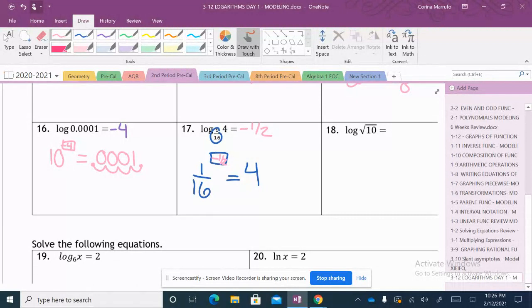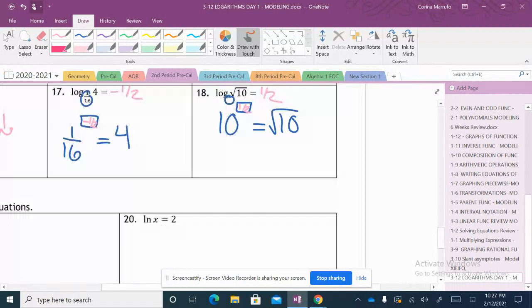Okay. And then this last one, so I'm going to rewrite this in exponential form. So it'll be 10 to what power? Because remember the base here is 10 equals the square root of 10. Well, remember the square root of 10, whenever you take a square root, to write it as an exponent, the square root, it will be 1/2. That's it. Is there another one? No.